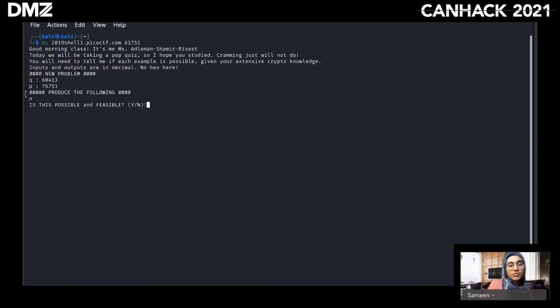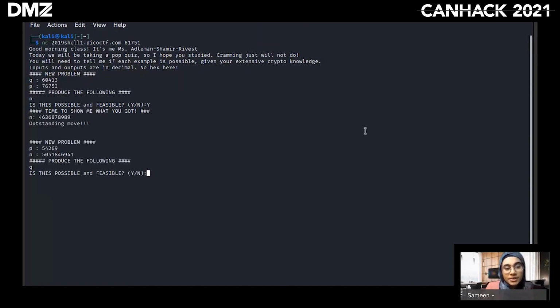So can we find n given our Q and P values? Anybody remember from what we just discussed if we would be able to find n given these values? Yes, that's correct. We would be able to because n is the product of Q and P. So you can do this in Python, but I'm just going to calculate it so I don't switch tabs too much. And so we get this large number when we multiply it, 4, 6, 3, 6, 8, 7, 8, 9, 8, 9. And now it's going to give us another problem.